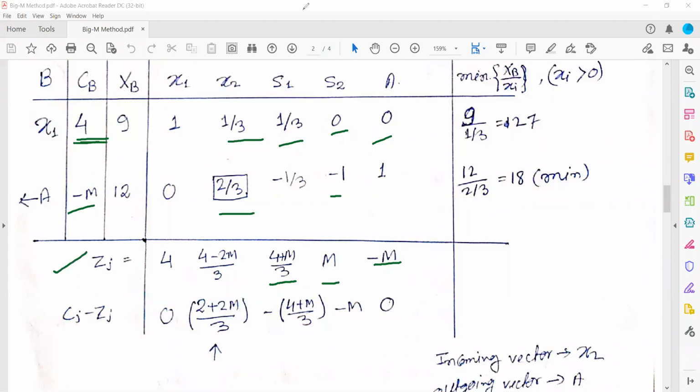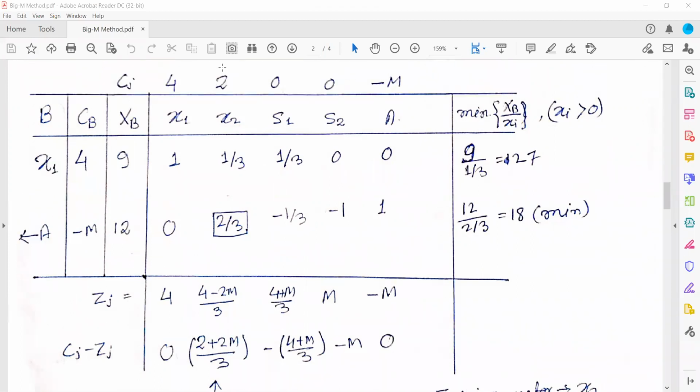Next you will calculate CJ minus ZJ. So what is CJ? CJ is simply 4. 4 minus 4 is 0. 2 minus 4 minus 2M by 3 is your 2 plus 2M by 3. And 0 minus 4 plus M by 3 is minus 4 plus M by 3. And 0 minus M is minus M. Minus M minus M, it will become plus M. So minus plus M is 0.